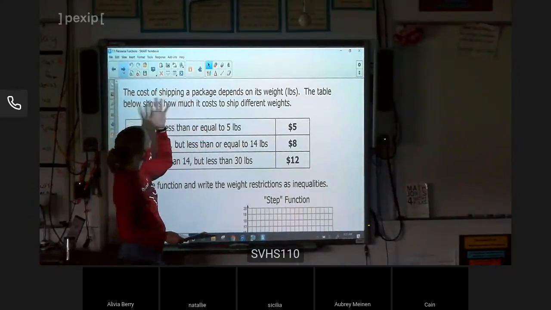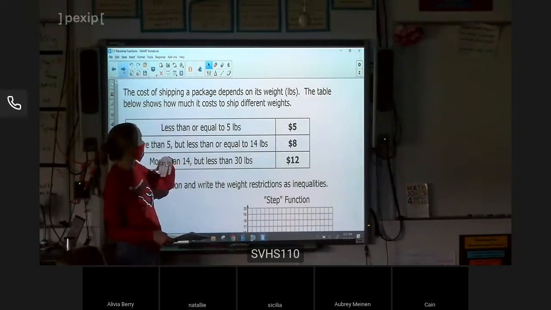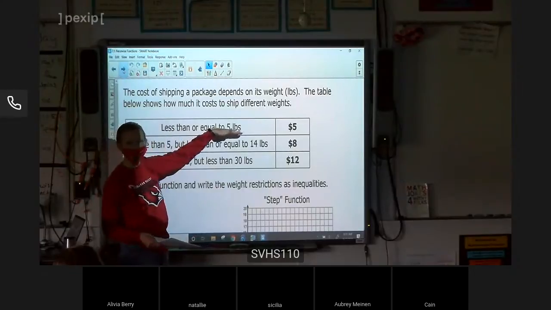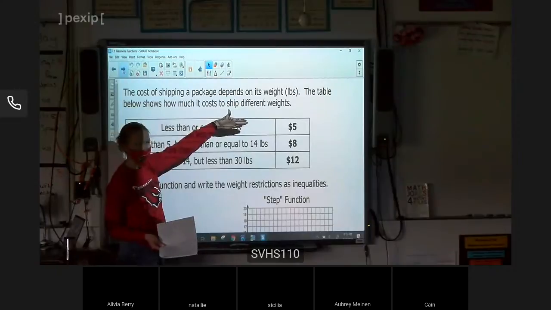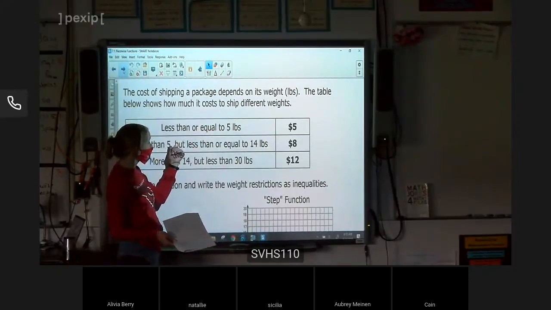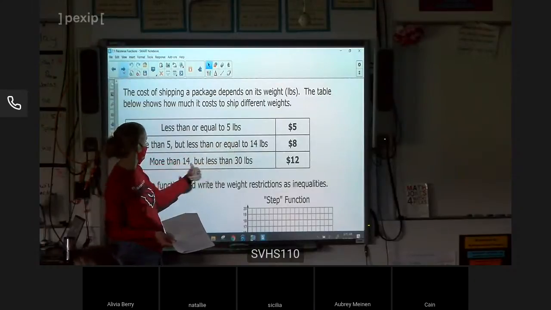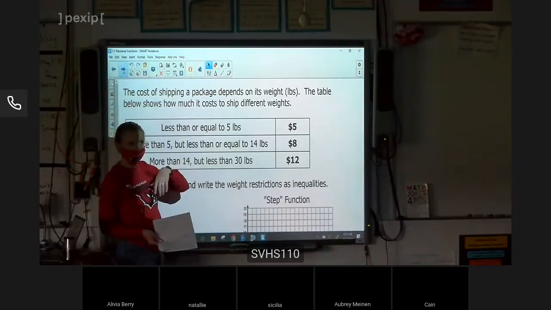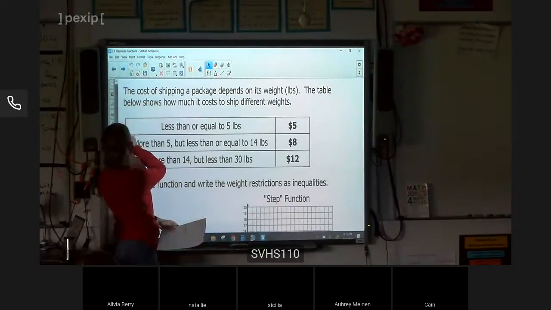So the cost of shipping a package depends on its weight in pounds. The table below shows how much it costs to ship different weights. So basically they have flat rate shipping here. So if it's less than or equal to 5 pounds, it's going to cost you $5. If it's more than 5 pounds but less than or equal to 14 pounds, it's going to cost $8. And if it's more than 14 pounds but less than 30 pounds, it's going to cost $12. So they're just trying to use a flat rate shipping idea in this.